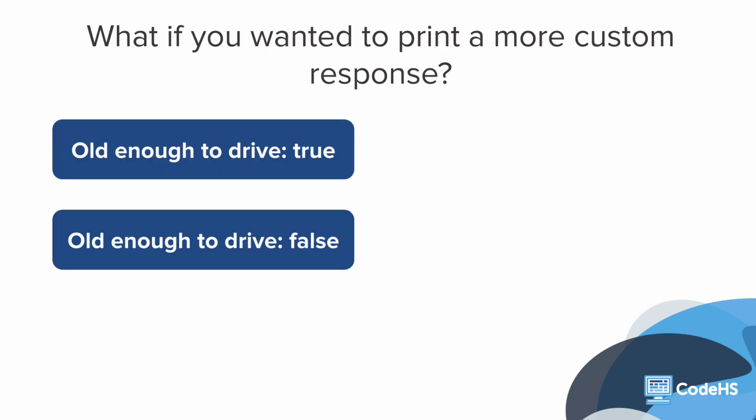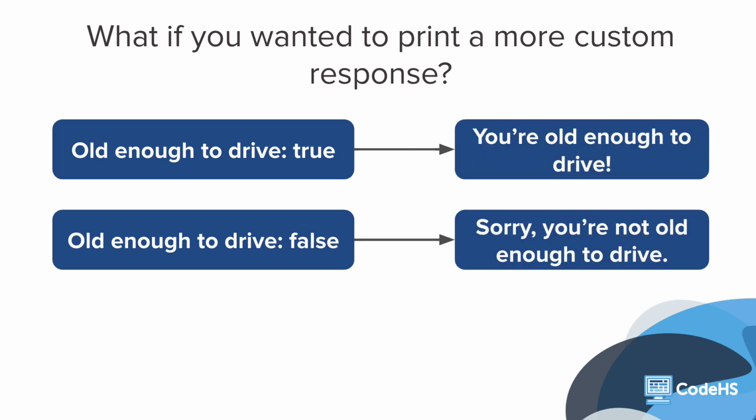But what if you wanted to print a more custom response instead of just true or false? What if you wanted to be able to say, you're old enough to drive, or sorry, you're not old enough to drive? Naturally, there is a way to do this.